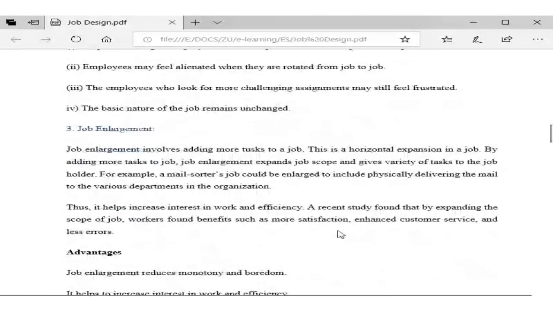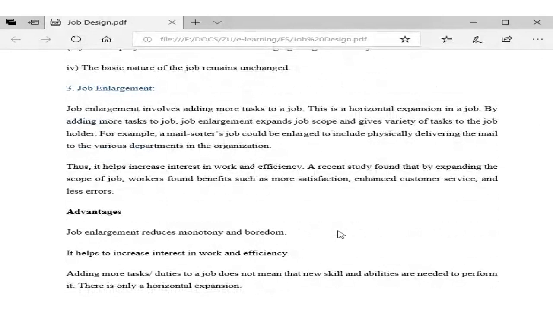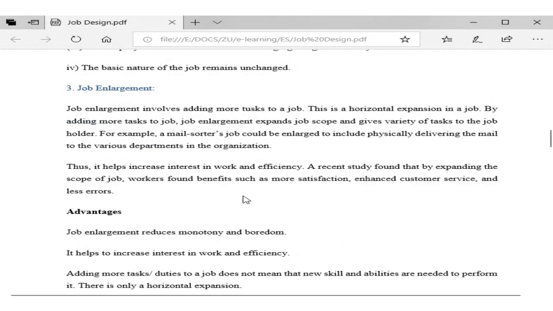The third one is known as job enlargement. Job enlargement involves adding more tasks to a job. Simple. Adding more tasks to a job. However, you do not need to stop there. You must extend it further and say that it involves adding more tasks to a job horizontally, or horizontal expansion in a job.